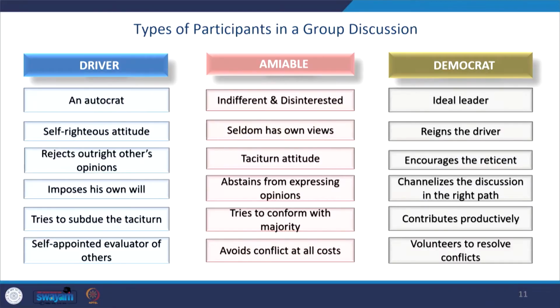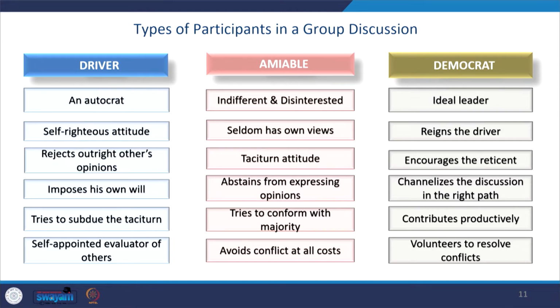Then another category is amiable, a person who is very much mixing but then he doesn't have his own views. He will simply be supporting, yes, what Mr. X says, I go with him, fine. But what do you say? Fine. So one should always try to avoid a taciturn attitude, and such a person who is amiable actually tries to avoid conflict at all costs.